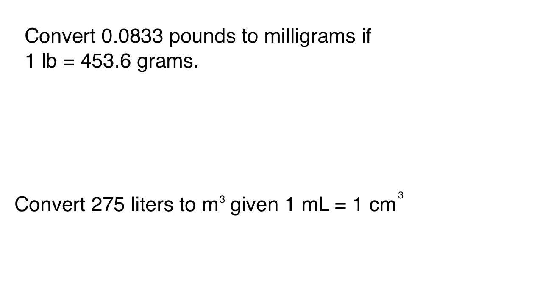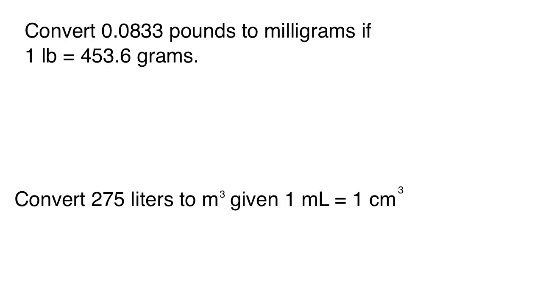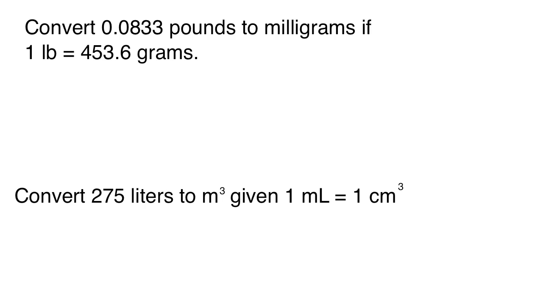So when we are starting here, it says convert 0.0833 pounds to milligrams, given, or that you know, 1 pound is equal to 453.6 grams. That's the conversion there. So I need to set this up. Now what I usually like to do when I teach this to my students is I tell them to set up what's called a canceling table. So you're going to start with what you know, which is 0.0833, and you'll put that in the upper left-hand corner of this divider table right here. And then you'll continue to fill in as you go along.